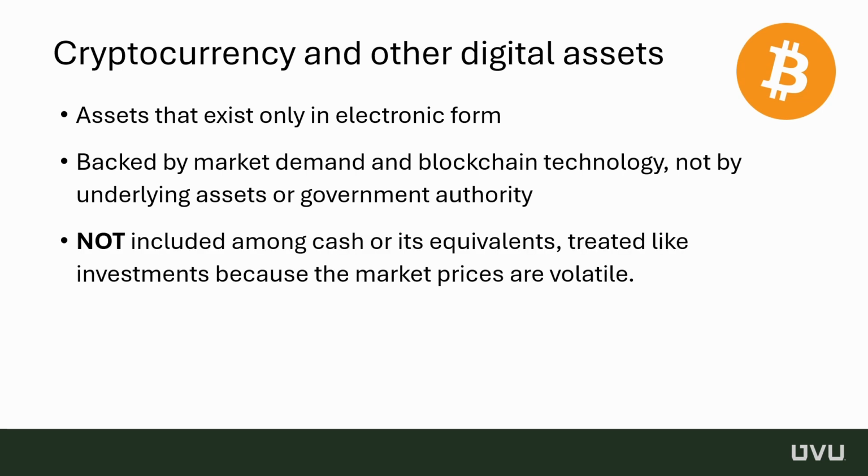The key point here is that the value of these assets is quite volatile. Market prices for crypto can change dramatically, and that makes them very different from checking account balances or treasury bills or other short-term instruments that are meant to preserve value. So even though cryptocurrency may be used in some settings as a medium of exchange, it does not meet the accounting definition of cash or cash equivalents. Instead, digital assets are treated more like investments or other specialized assets depending on the applicable accounting guidance. But these are becoming increasingly relevant, and the SEC and FASB continue to explore how to regulate and account for these assets.